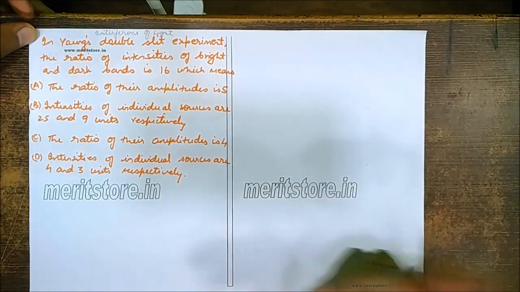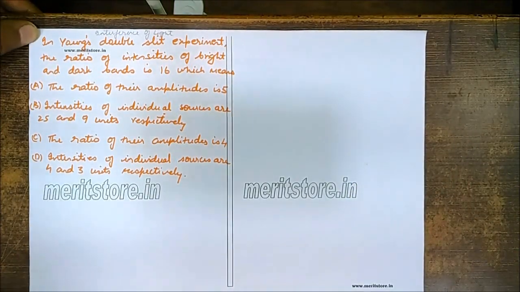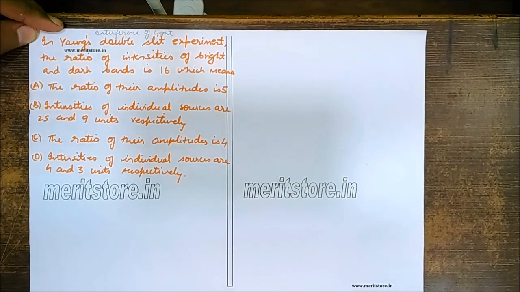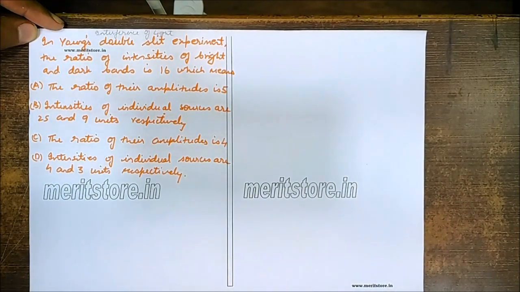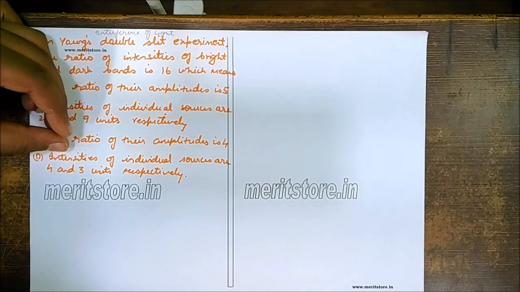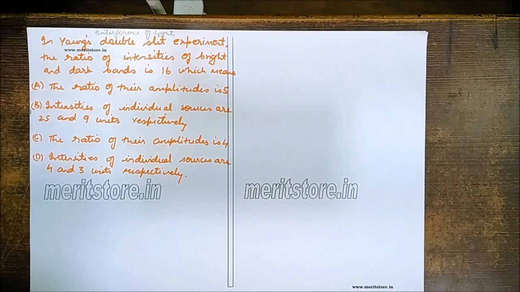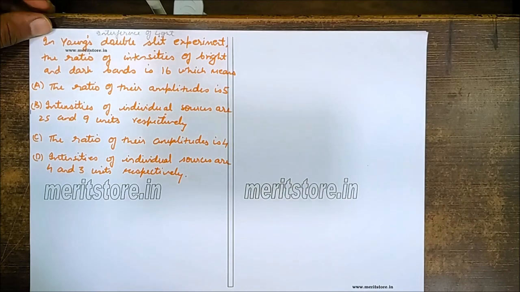The next chapter: interference and diffraction of light. In Young's double slit experiment, the ratio of intensity of bright and dark bands is 16, which means the options are: the ratio of their amplitude is 5, the intensities of individual sources are 25 and 9 units respectively; the ratio of the amplitude is 4, intensities of individual sources are 4 and 3 units respectively.